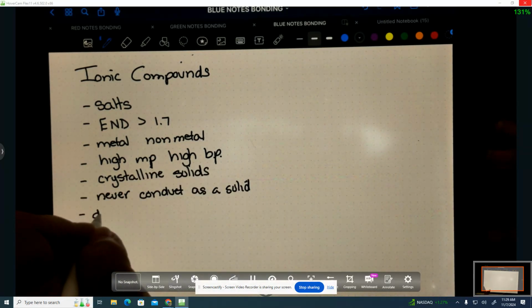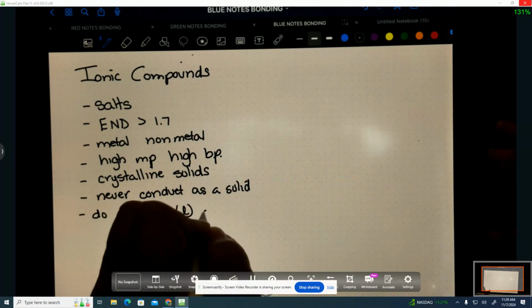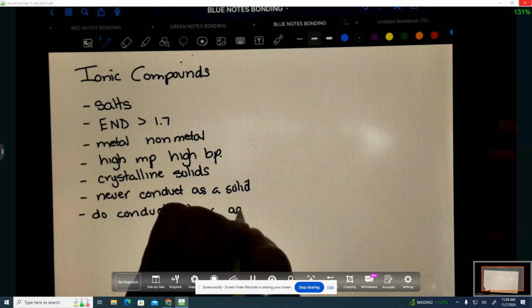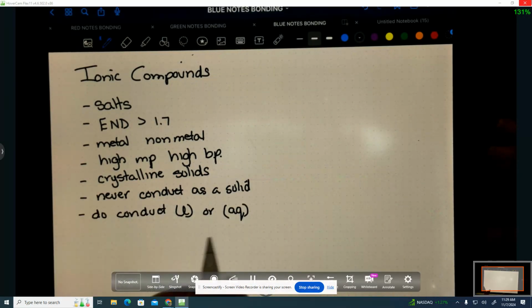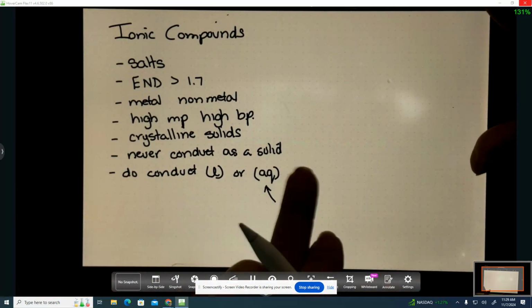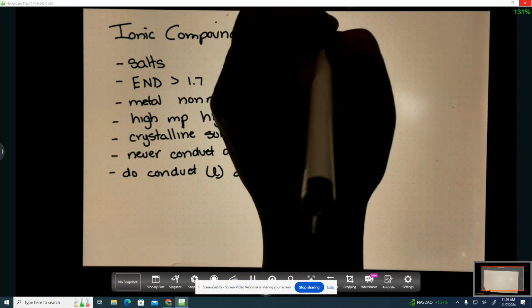But they do conduct as liquid or aqueous. Aqueous means mixed with water, because the conductivity of these things is based on the fact that the ions can move. And when they're solids, the ions are locked in place. Like if you have something that looks like this, the ions are locked in place.